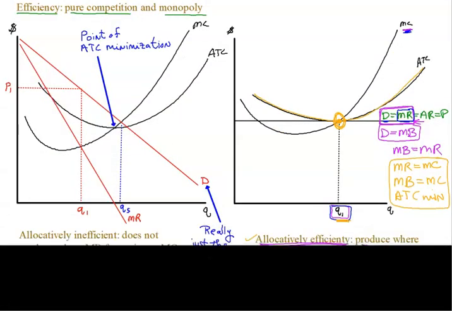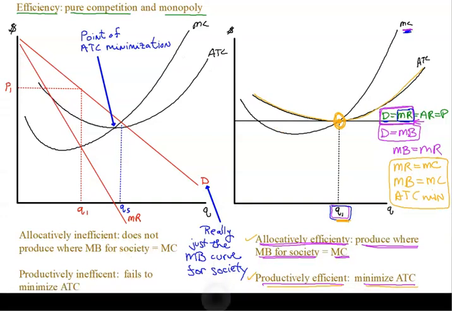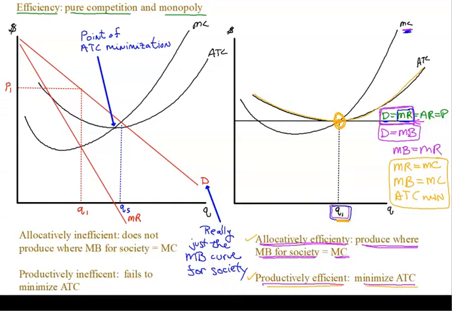Now, what happens when we're talking about monopoly? In monopoly, this is going to break down. So now we look at these two graphs side by side. Why is this going to break down? Well, it's going to break down because in pure monopoly, the demand curve, which is the marginal benefit curve for society, that's what society wants, will separate from the marginal revenue curve, which is what the firm wants.